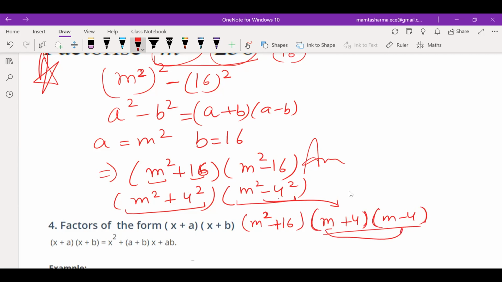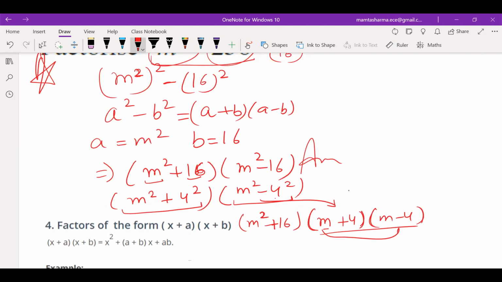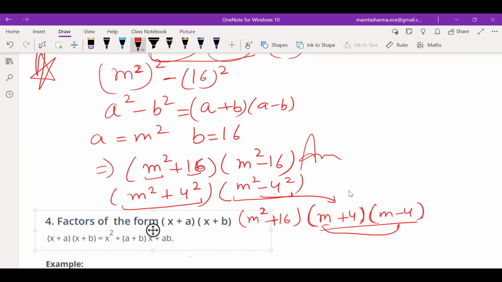I don't think it can be further simplified. Like there should be an m square or any perfect square. We can say that 4 is a perfect square, but if that m square was there, we would have simplified it further. Since it is not m square, it is m, which is not a perfect square of m, we can't solve it further. So this will be our final answer.